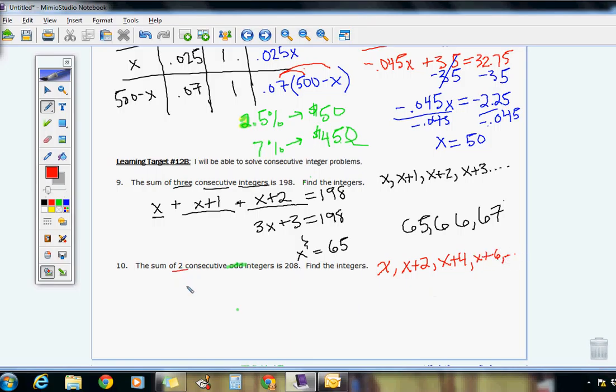So this is just talking about 2 of those. So the first blank would still just be x. And then I would add to that the next odd integer. Well, that's 2 more than the previous one. So x plus 2. And then we would set that equal to 208. Okay? 2 of them, and they're odd. All right, so then we have 2x plus 2 equals 208. So we're going to solve this, and we're going to get an x value of 103, which means my 2 consecutive integers are 103 and 105.